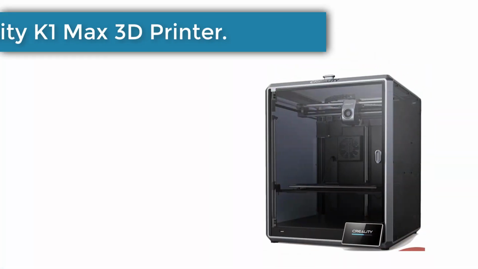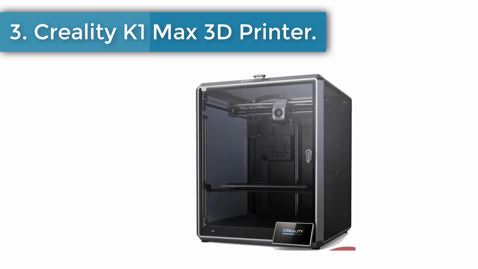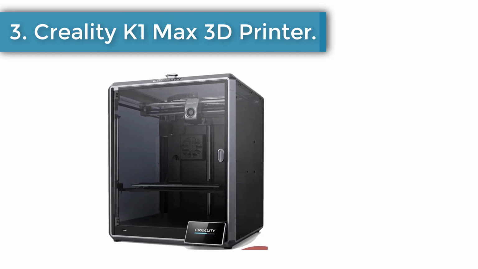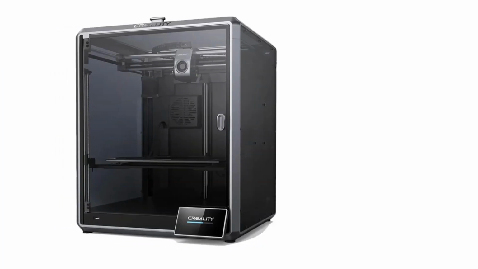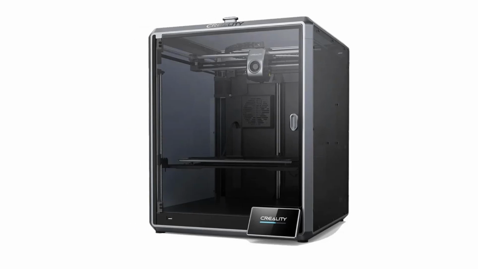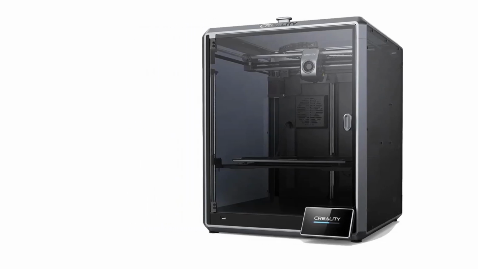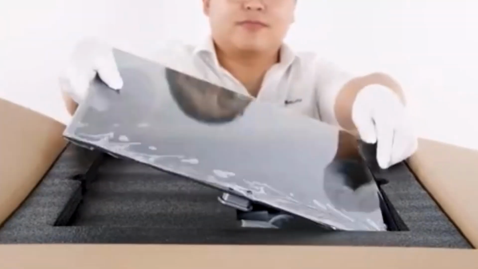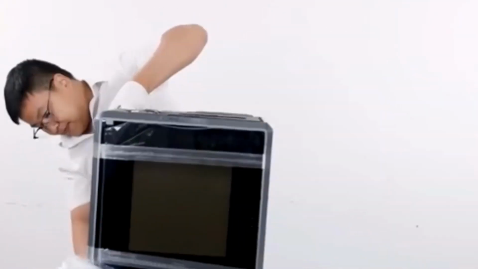Number 3. Creality K1 Max 3D Printer. A new ceramic heater encircling the hot end can melt various filaments instantly. The dual gear direct drive extruder and titanium alloy heat break ensure 32 cubic millimeters per second full blast feeding flow in up to 300°C.